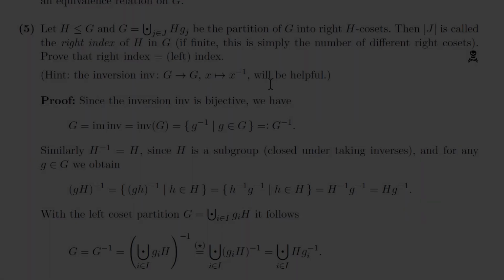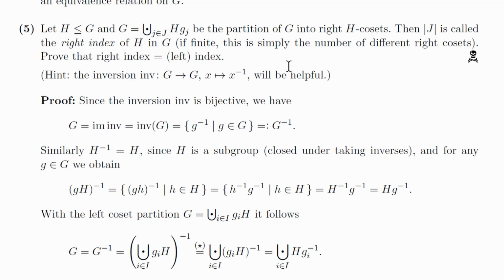Okay, we are already at the final exercise of problem set number 15. We have a subgroup, then we know that we can partition the whole group into different disjoint cosets of the subgroup, and in this case we take the right cosets. Now I take an index set capital J, and the cardinality of this index set capital J is called the right index of H in G, and of course if this is finite it's simply the number of different right cosets.